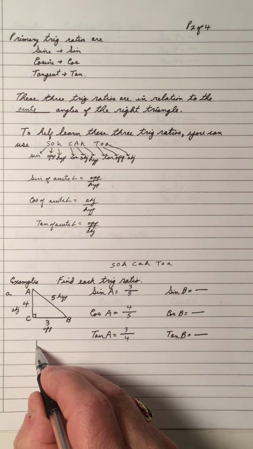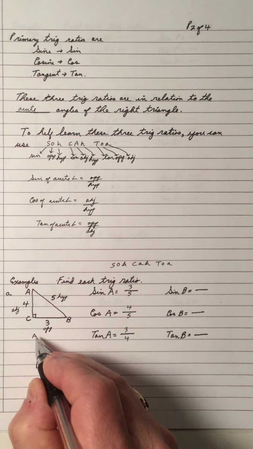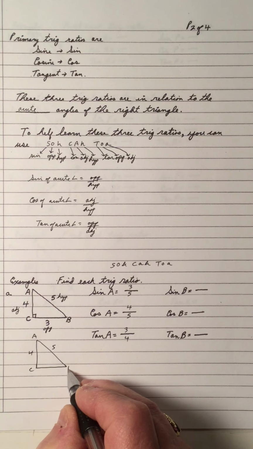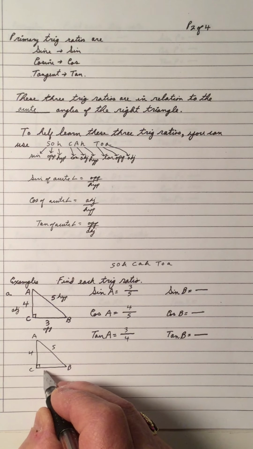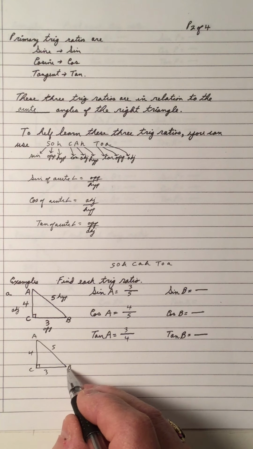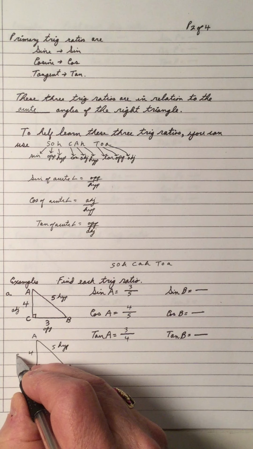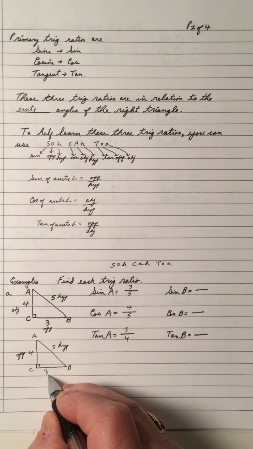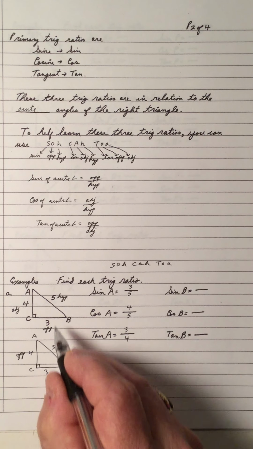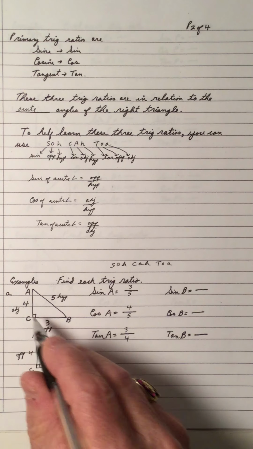Now when I go to do angle B, I'm going to redraw the diagram so you won't get mixed up. Let me show you. So here's the same diagram, but now I'm looking at angle B. This is still the hypotenuse, but this is opposite and this is adjacent. So in terms of angle B, hypotenuse is still the hypotenuse in the triangle, but the opposite and the adjacent change.